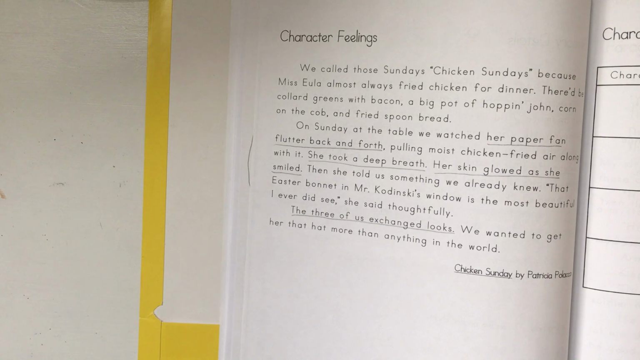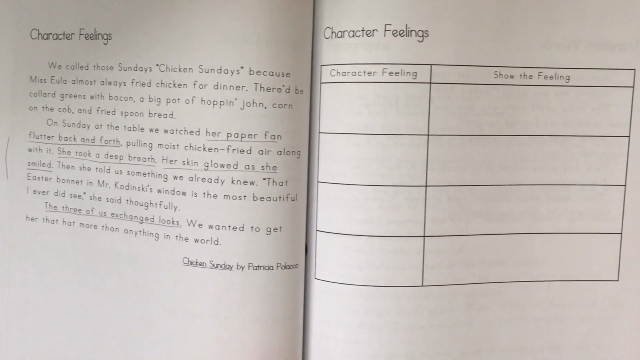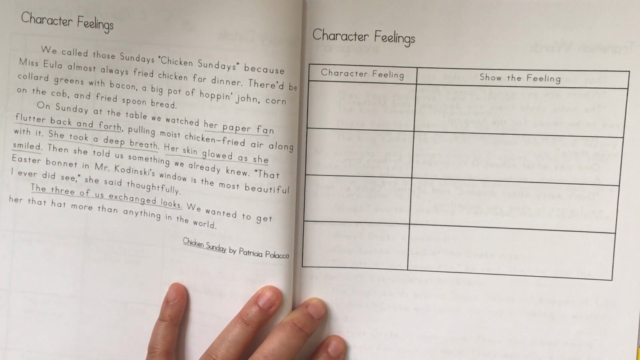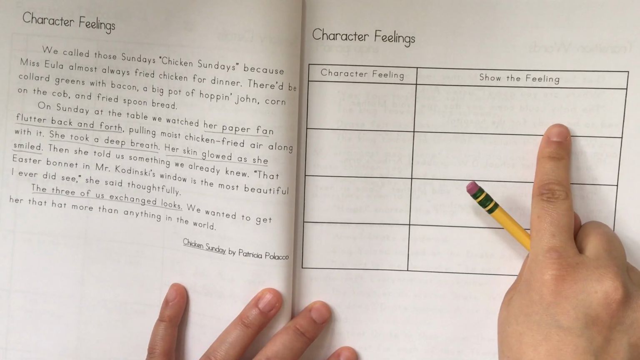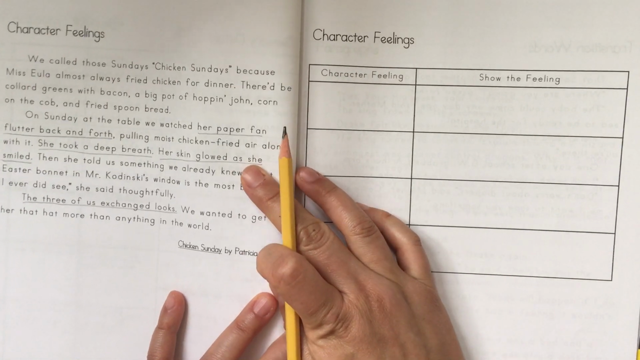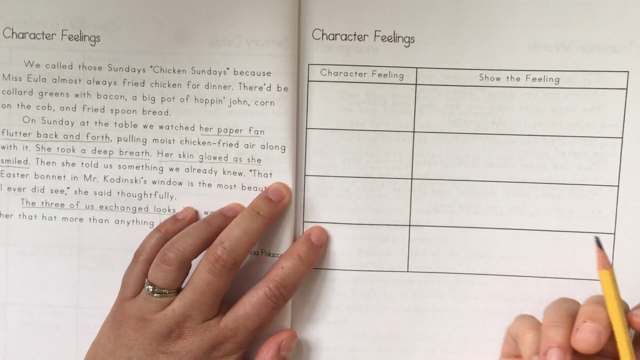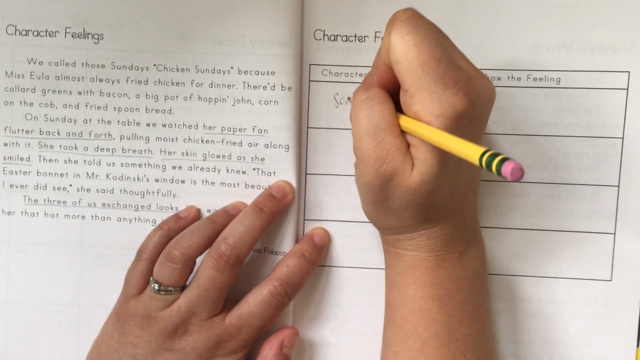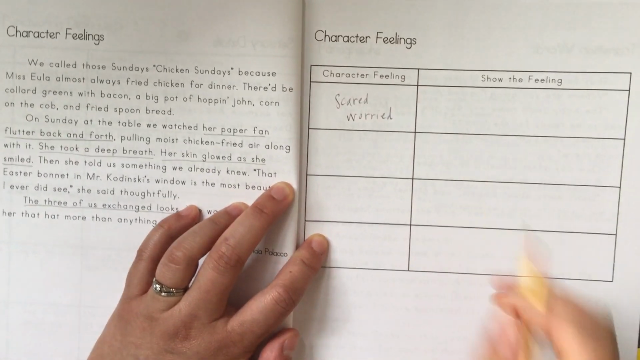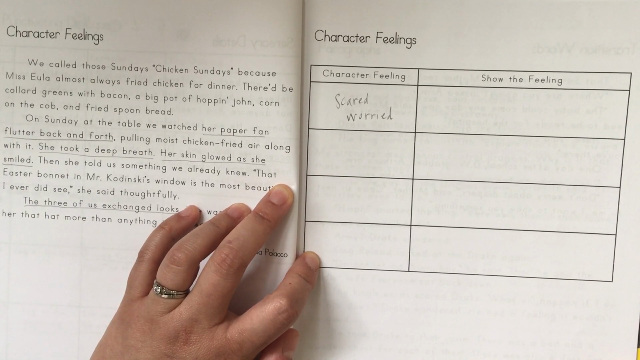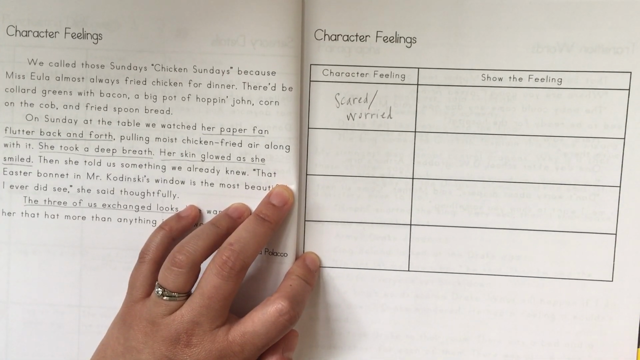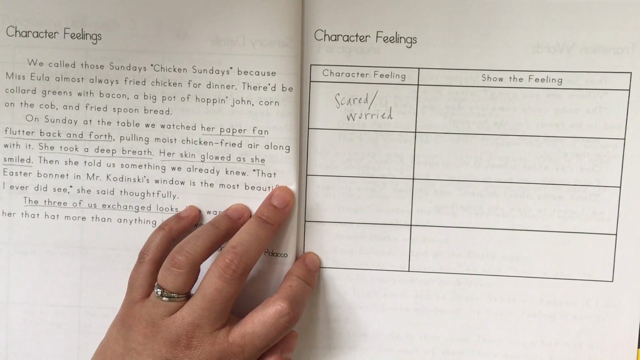All right, so now I want you to turn to page 35 and start to think about, for myself, character feelings that I was feeling in my story and how I could show my reader instead of tell my reader how I was feeling. So if I think back to my story, I remember feeling scared and worried. So I can use action, dialogue, or inner thoughts to show these feelings. Let me think. How could I show that to my readers?